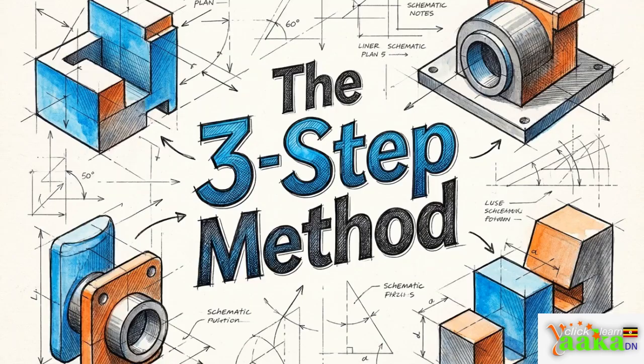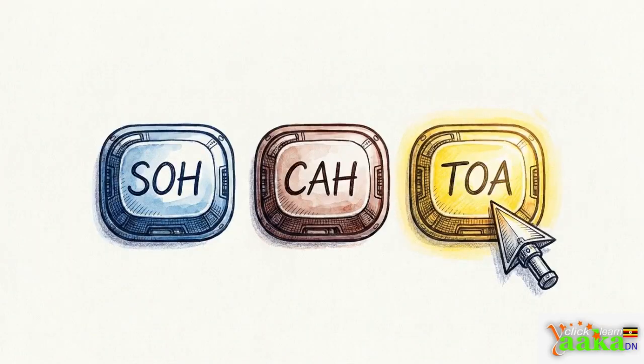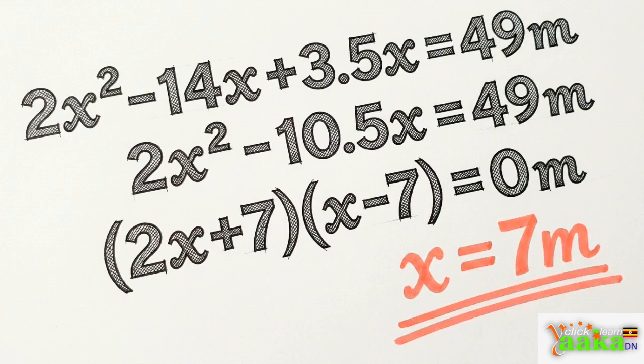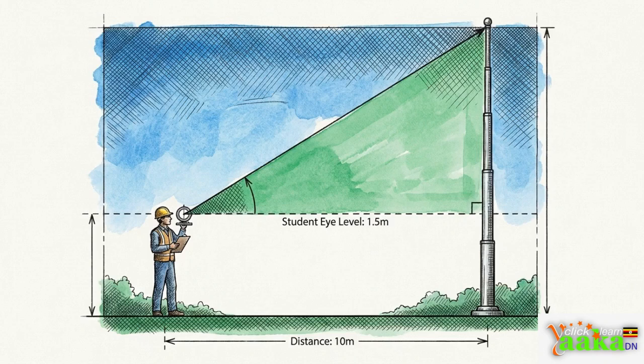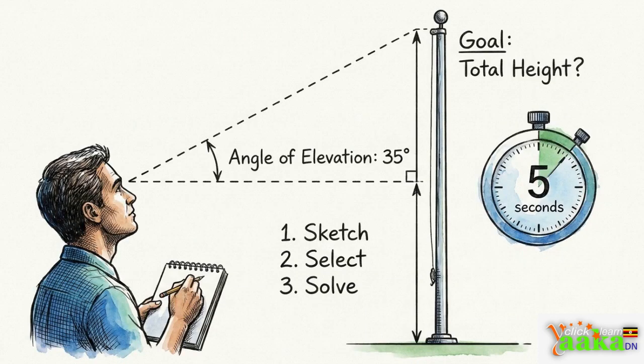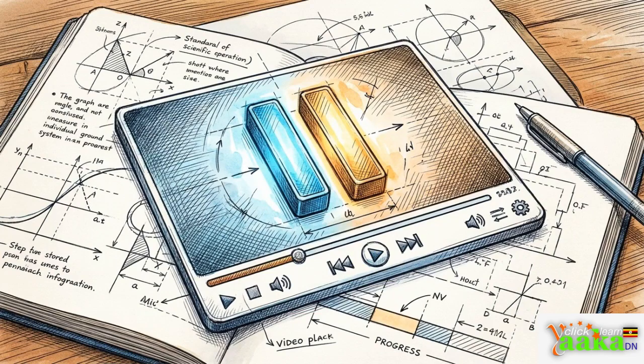To handle word problems efficiently, use a 3-step visualization method. Sketch the triangle, select the correct ratio, and solve the equation. Try it with this scenario. A student whose eyes are 1.5 meters off the ground stands 10 meters away from a school flagpole. Looking up, they measure a 35-degree angle of elevation to the top. What is the total height of the flagpole? Pause the video here, grab a pen, run through the steps of sketch, select, and solve to test your understanding before we review the answer.